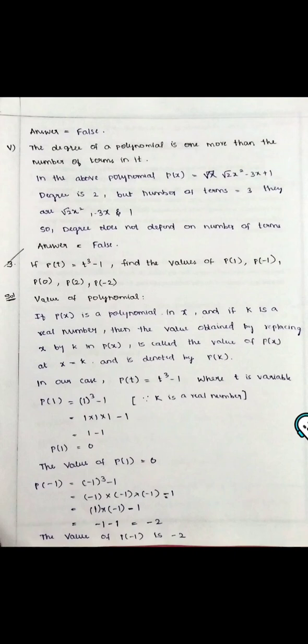In order to understand how these values work, first we'll understand the definition of the value of a polynomial. If p of x is a polynomial in x and k is a real number, then the value obtained by replacing x by k in p of x is called the value of p of x at x is equal to k, and it is denoted by p of k. That means if p of t is equal to t cube minus 1, wherever t is there, if you replace it with the real number k, that means for p of 1 we replace t with 1, and if we solve, we'll get the value of that polynomial.